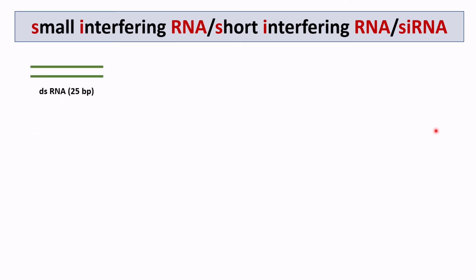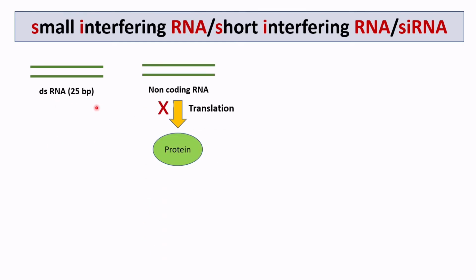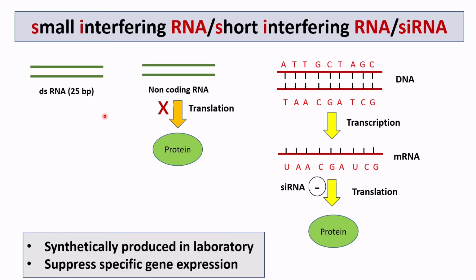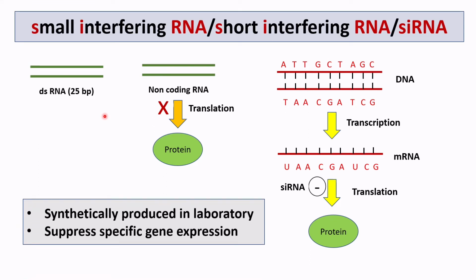siRNA is a double-stranded RNA. It is a non-coding RNA, that means it cannot be translated into proteins. siRNA degrades mRNA and prevents translation, so it is mainly used to silence a gene. The average length of siRNA is 25 base pairs. It is produced synthetically in the laboratory to suppress a specific gene expression.